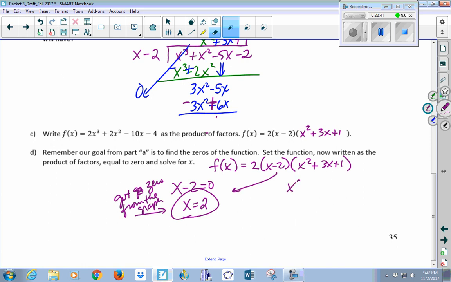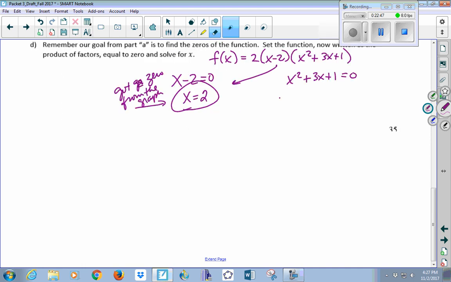So now we have to use x squared plus 3x plus 1 is 0. And in order to solve this, we have to use our quadratic formula. So we get 3 squared minus 4ac all over 2a. X equals negative 3 plus or minus the square root of 5 over 2.